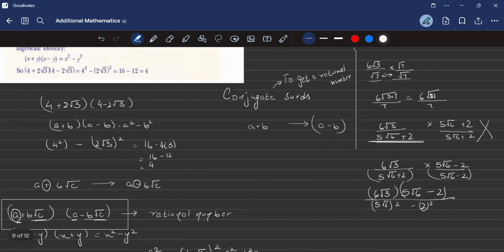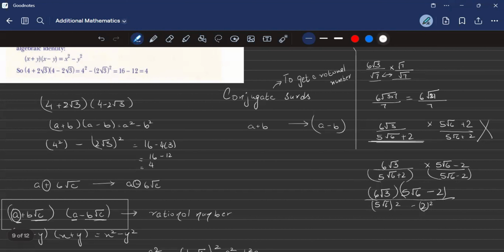I won't be solving this right now. I will be solving the rest of the questions in this exercise so that you may know. I hope that's clear for you. That's the basic concept for conjugate surds and everything. So I think that's about it for what you should know before starting this exercise, and let's proceed on to the questions.